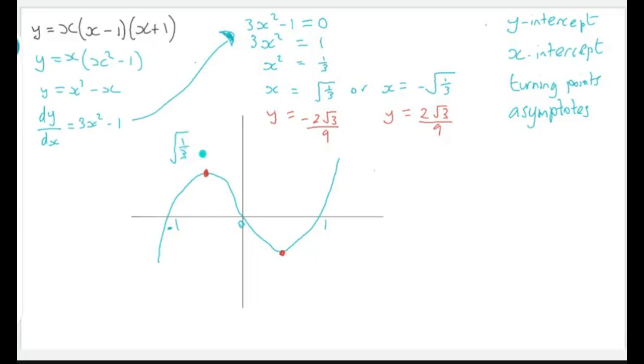Apologies for that noise. Right. This is square root of a third, comma, 2 root 3 over 9. And for the other one, the square root of a third, minus 2 root 3 over 9. So yeah, they're the main aspects that we need to know.